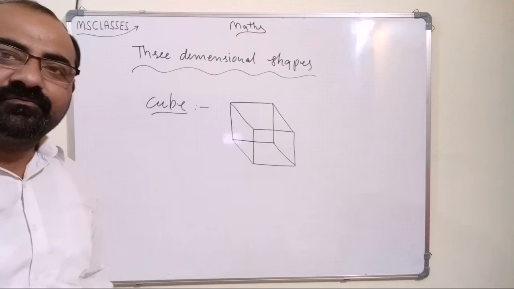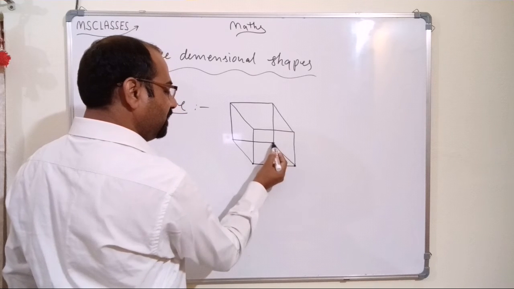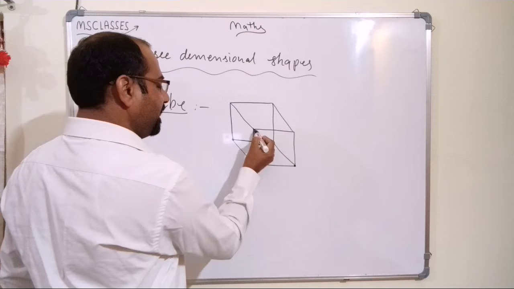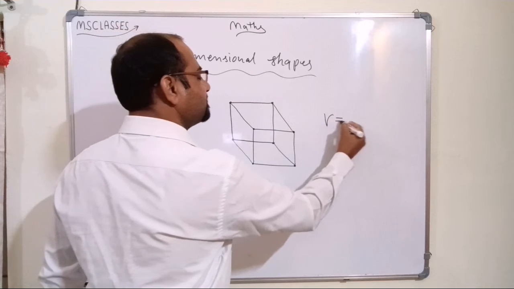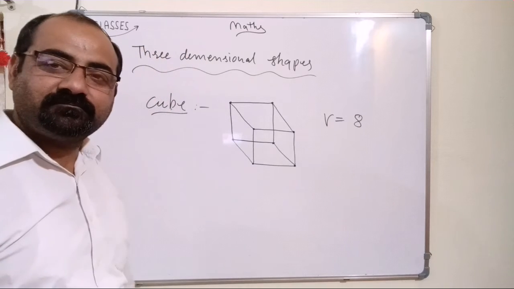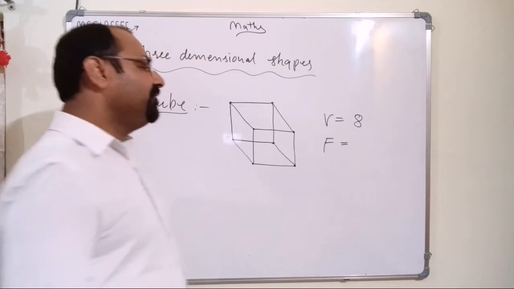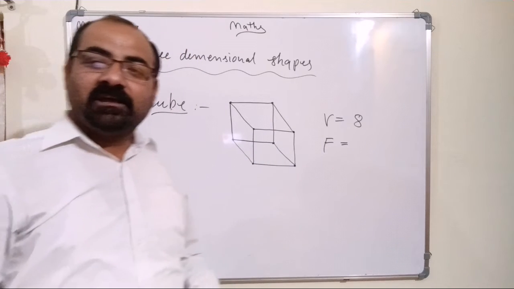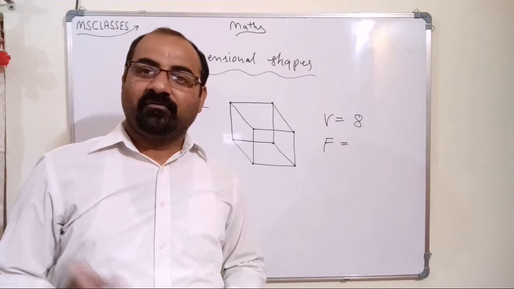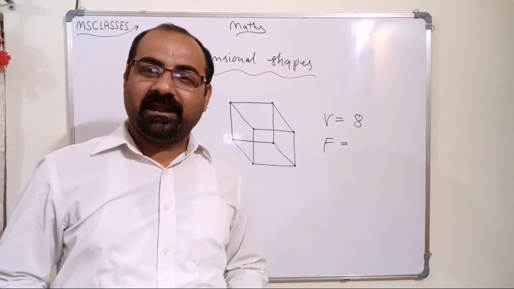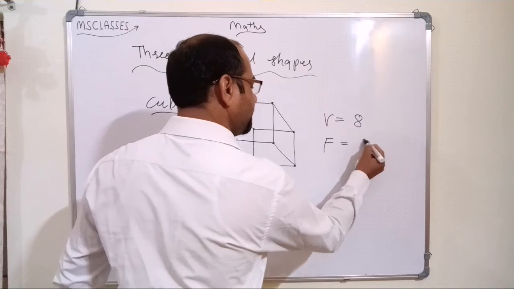So guys, this is a cube, and how many vertices does this cube have? 1, 2, 3, 4, 5, 6, 7 and 8. So the vertices are 8. And how many faces does this cube have? Guys, think about a room. How many faces does the room have? 4 walls, 1 ceiling and 1 base. How many? 6. Yes, very good. So faces are 6.